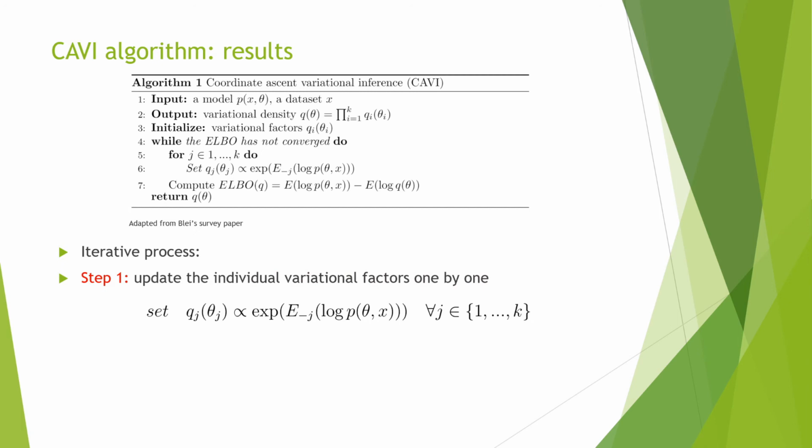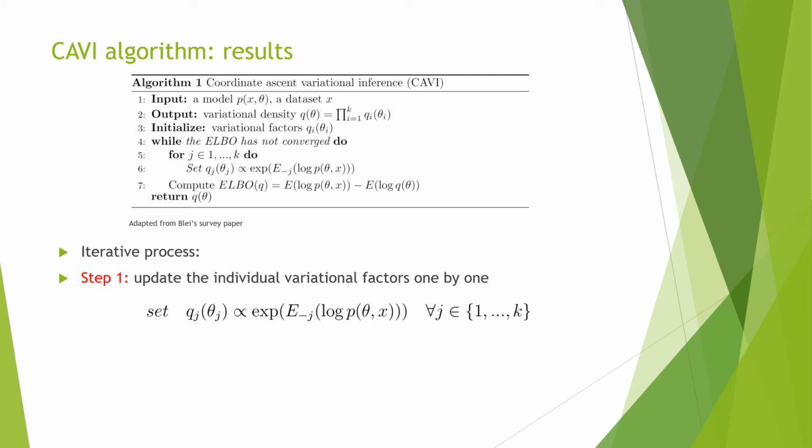So the CAVI algorithm takes in a model and the dataset, or observation X. The goal is to output the variational density of the latent variables, which maximizes the ELBO and subsequently minimizes the KL divergence to the true posterior that we want to approximate. So we start with initializing the variational densities for the individual latent variables. We can do a random initialization, because according to the mean-field assumption, these factors are independent of each other.